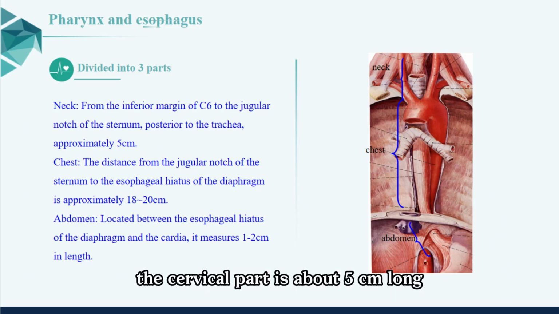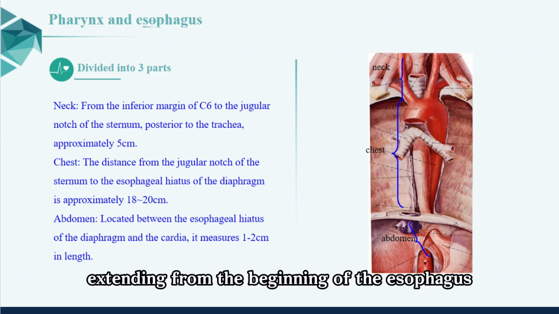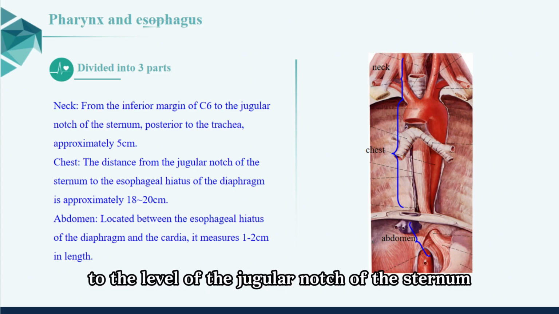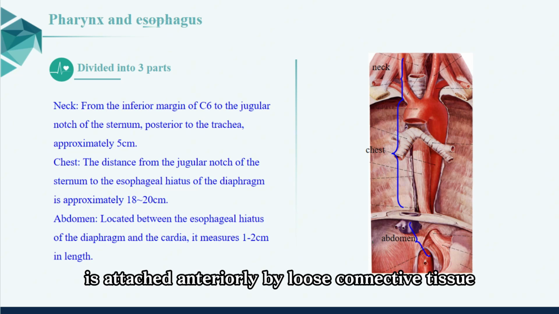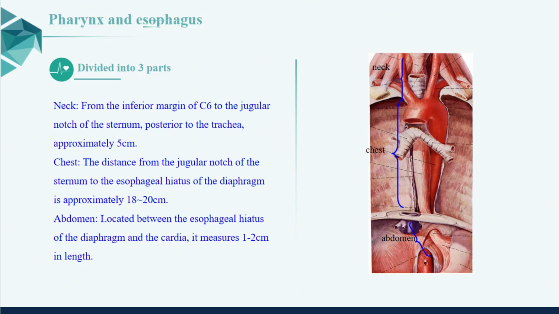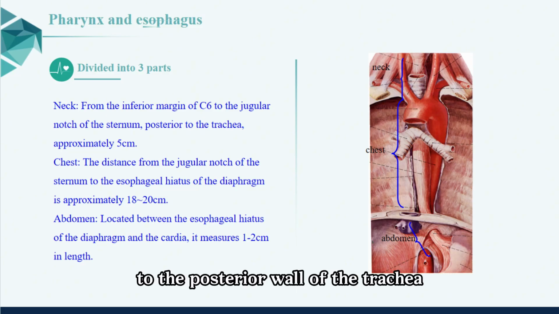The cervical part is about 5 centimeters long, extending from the beginning of the esophagus to the level of the jugular notch of the sternum. This segment is attached anteriorly by loose connective tissue to the posterior wall of the trachea.